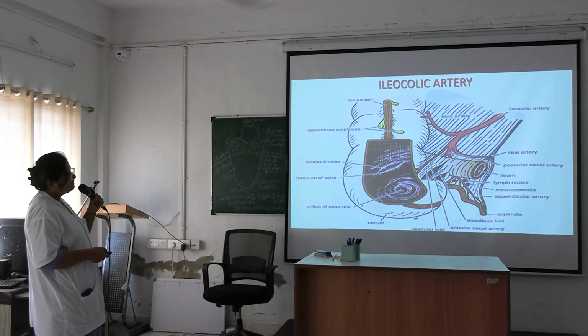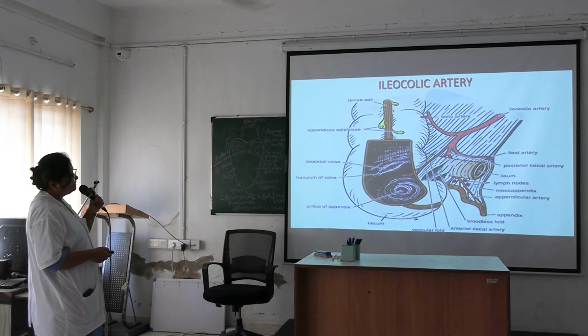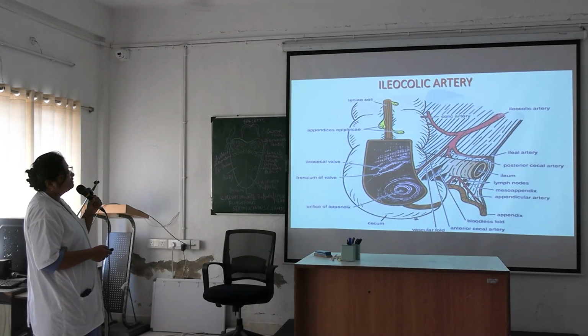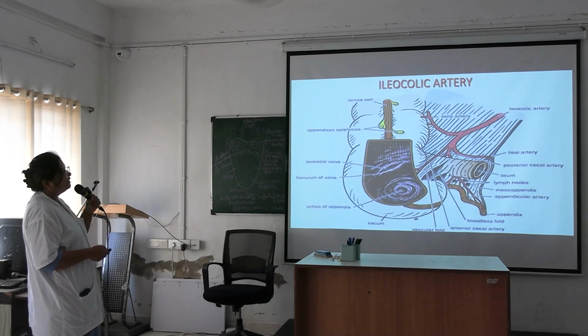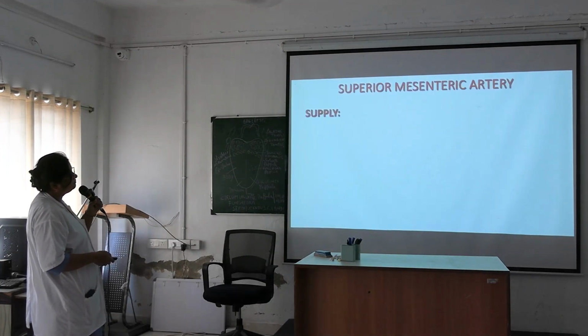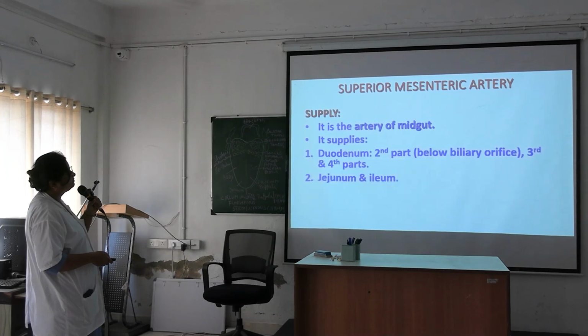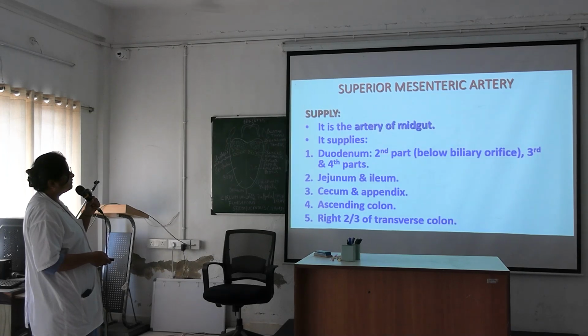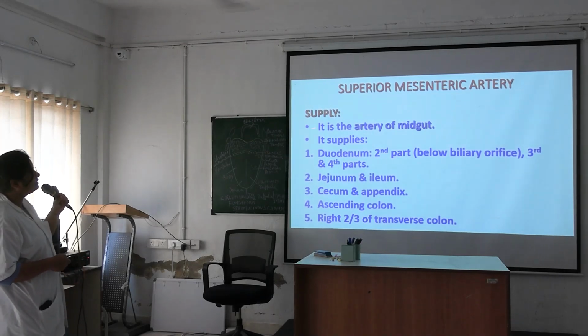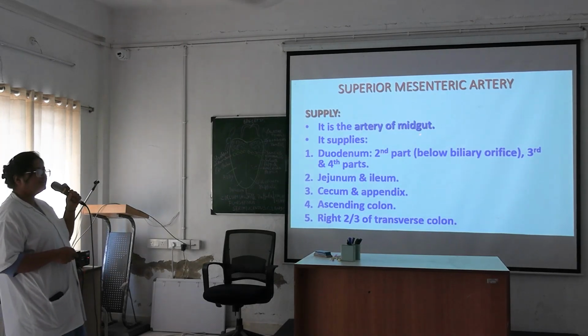Here you can see clearly the cecal branches. Anterior cecal, posterior cecal. From the posterior cecal, this appendicular artery is arising. Okay. And this is the ileocolic supplying the ascending colon. Okay, so this is the supplying area of superior mesenteric artery. It is the artery of the midgut.